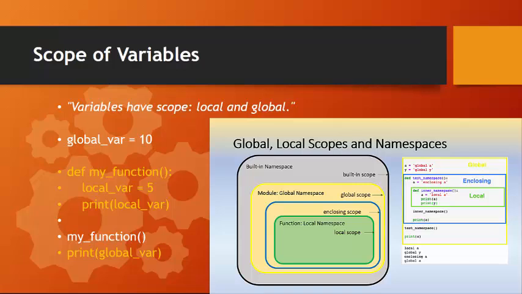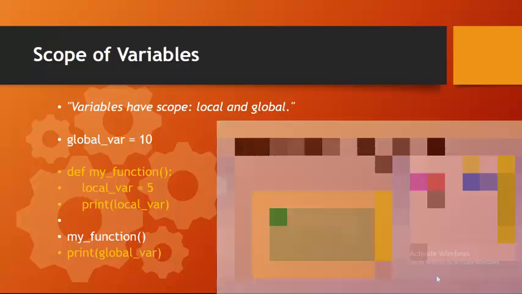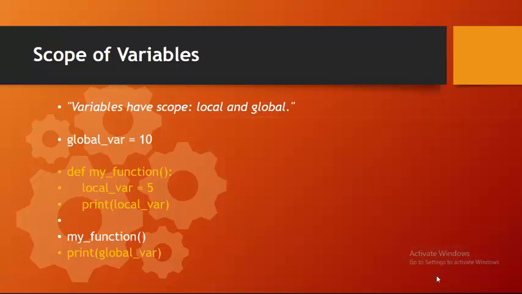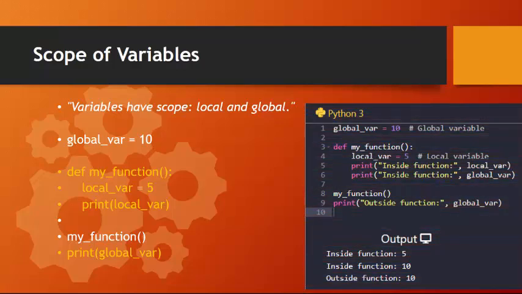Here is an example to demonstrate the difference between local and global variables. In this example, global_var is accessible both inside and outside of the function, while local_var is only accessible inside my_function.